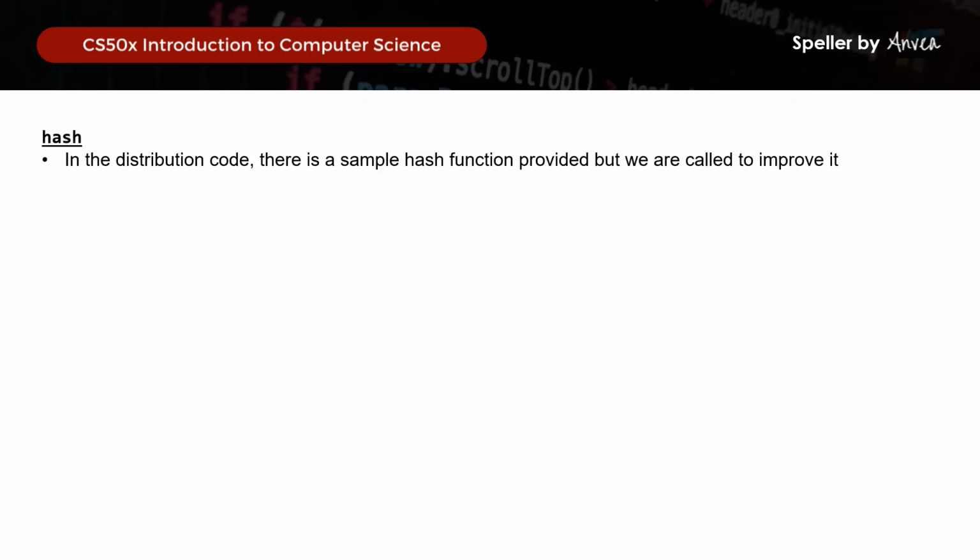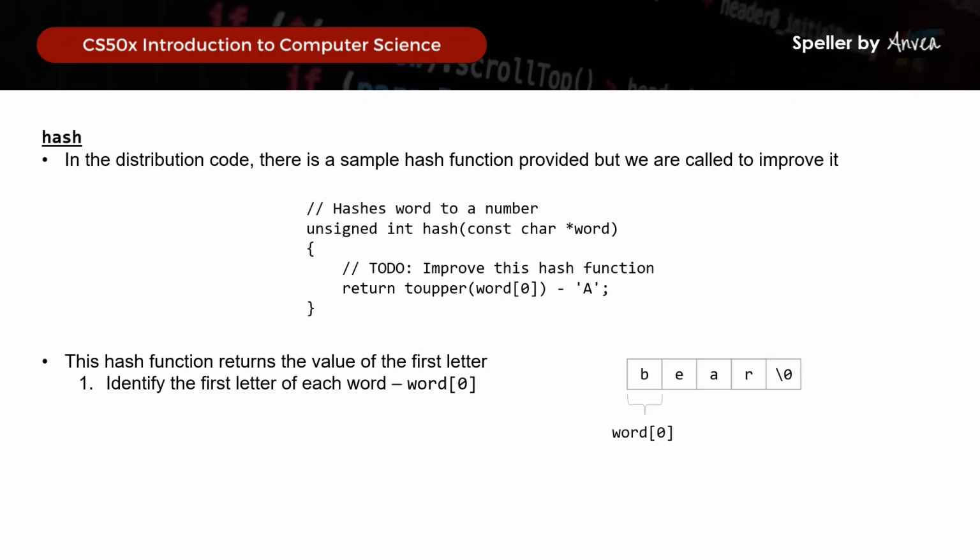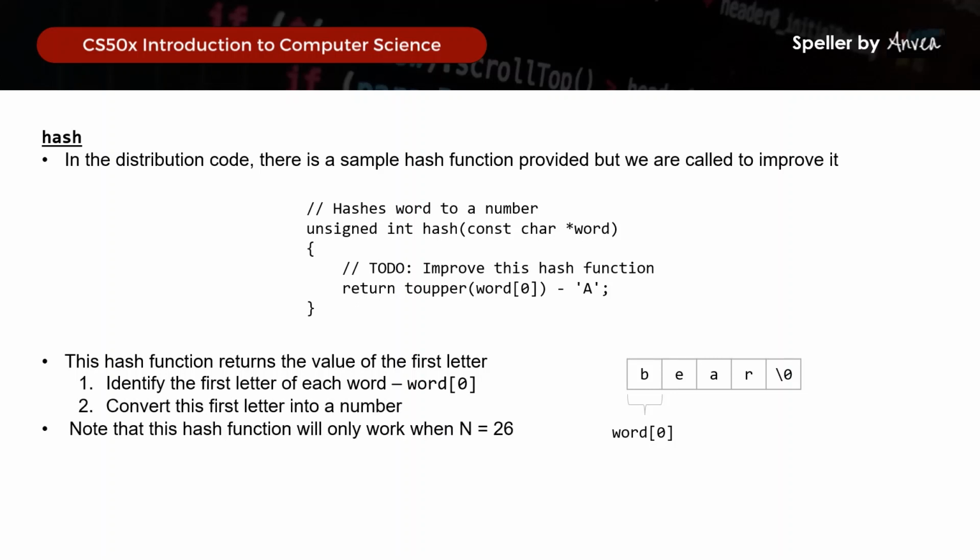So in the distribution code, there is a sample hash function provided, but we are called to improve it. So this is what it looks like. The hash function we are given here is return toupper(word[0]) - 'A'. So let's understand this first. This hash function returns the value of the first letter. toupper actually converts the first letter to uppercase first, then we will convert the letter into a number. This number will tell you which index in the hash table it belongs to.